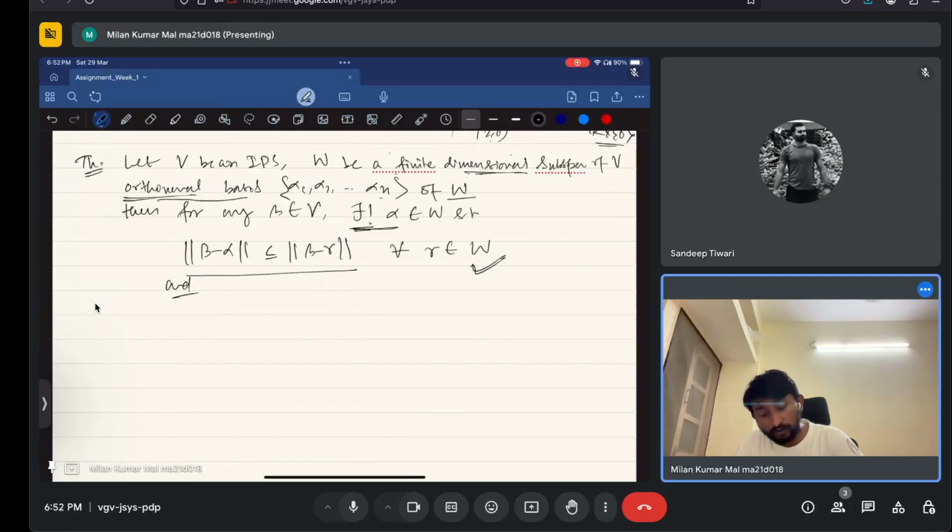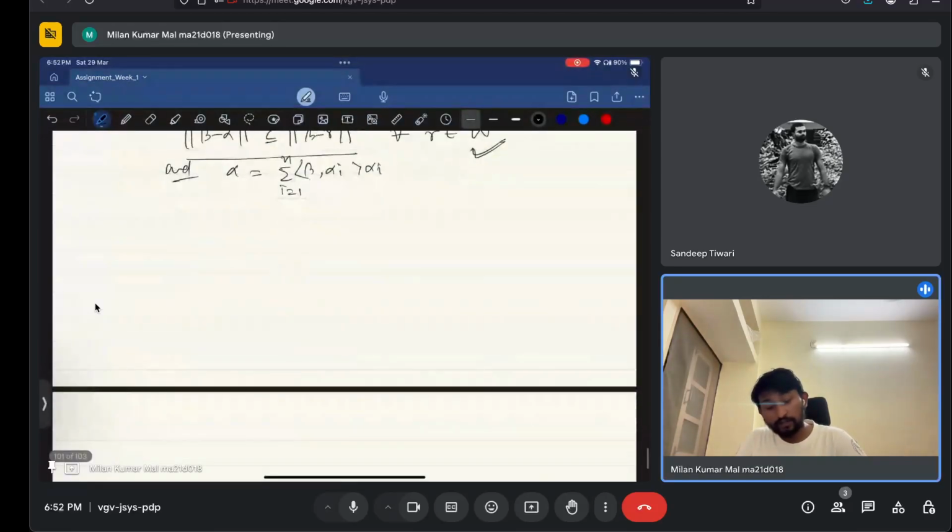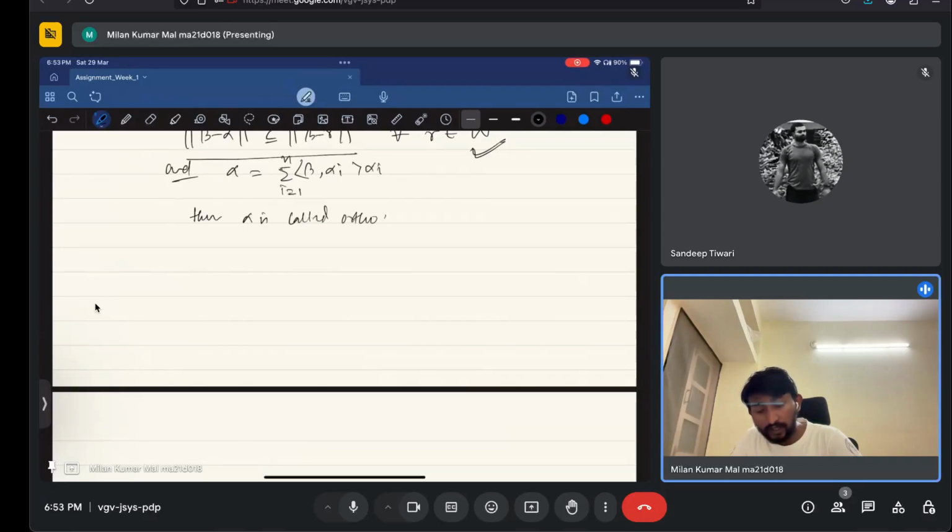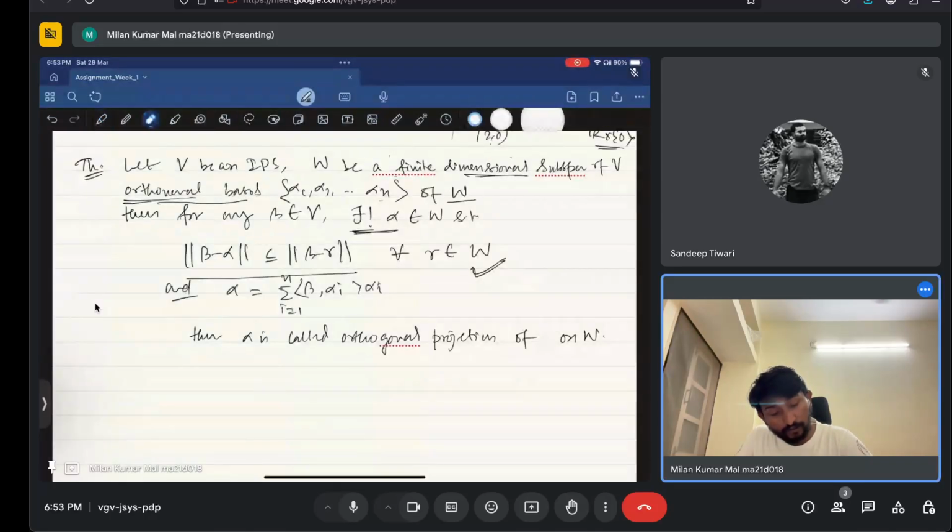We don't need an orthonormal basis to say this, but to write this alpha, we need an orthonormal basis, and that is the summation of beta, alpha i, alpha i, for i equals 1 to n, where the alpha i are an orthonormal basis. So that's why you don't need to write the below part. Then alpha is called the orthogonal projection of beta on W.